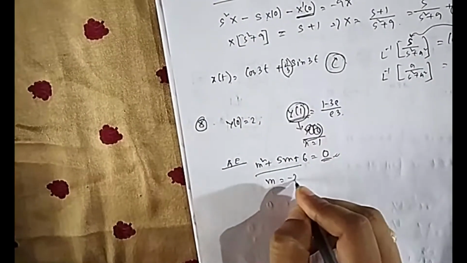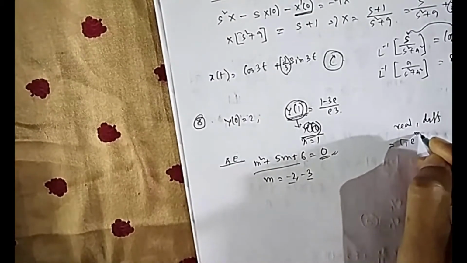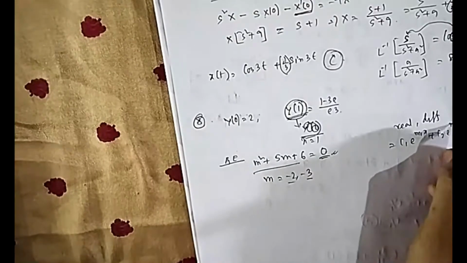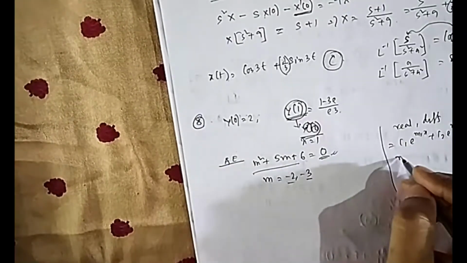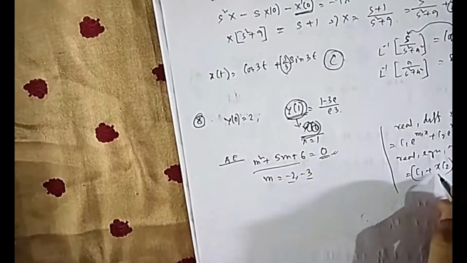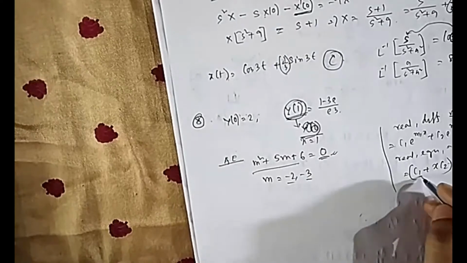If you solve, the roots will be minus 2 and minus 3. If both are real and different, what was the format? It was c1 e to the power m1x plus c2 e to the power m2x. Now let me write it. If both are real and equal, then what was the format? c1 plus x c2 times e to the power mx, suppose both are m comma m. This is m1 comma m2 when both are different. If 3 are the same, then it is x squared c3, and it will continue with this series.